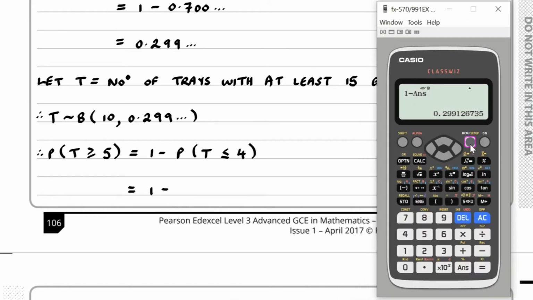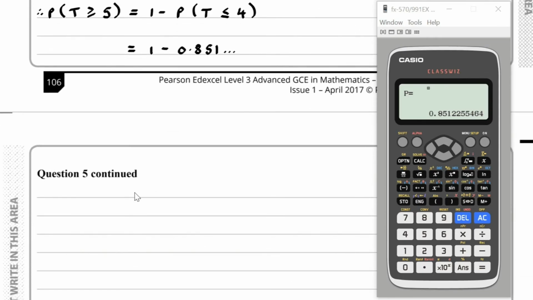Now if I go back to the distribution section, I've got a binomial CD. P is 0.299, x here is 4, n is 10. So I've got 1 minus 0.851, and if I work out what this is, I get 0.148 as my probability.